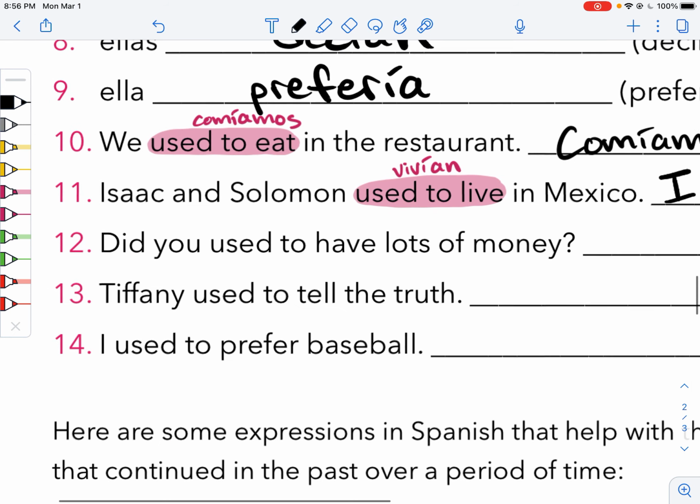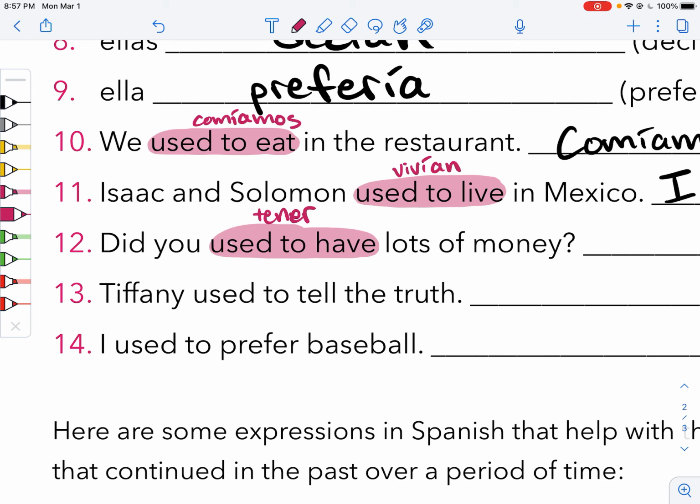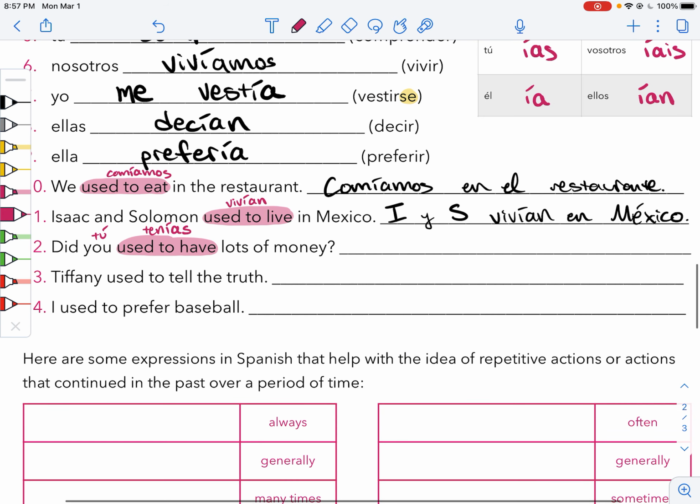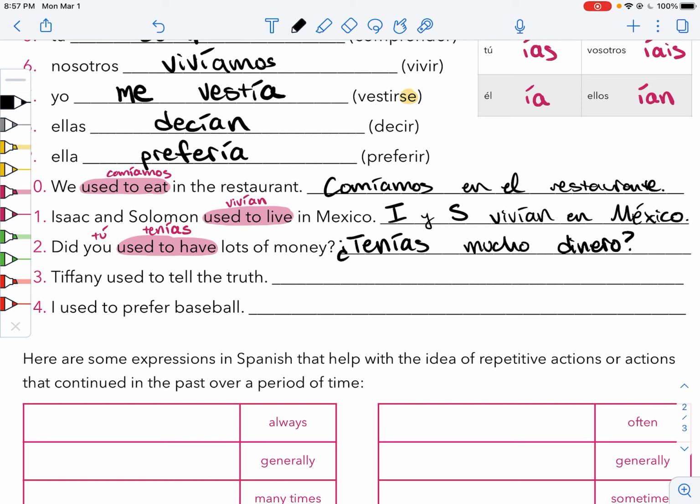Did you used to have lots of money? So used to have, you used to have. That's going to be tener. But tener needs to be put in the imperfect tense. Tenías. Now here I'm assuming it's tú. You could use usted. You could even use ustedes or vosotros, but I'm going to go with tú. And I'm not going to use the tú. I'm just going to put tenías mucho dinero. And since it's a question, we'll put question marks on it. Call it a day. Actually, you should call it a sentence.